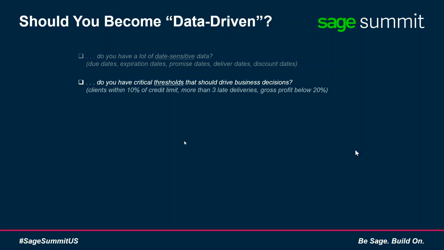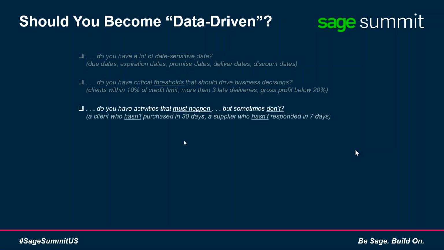Do you have critical business thresholds that should drive business decisions? It's great to send an alert when a customer exceeds their credit limit, but to me, it's even better when you receive an alert when a customer is approaching their credit limit, when they're at 85, 90, or 95% of their credit limit.